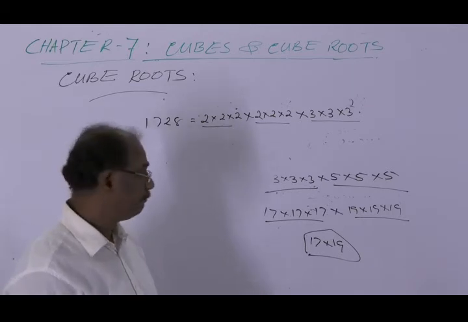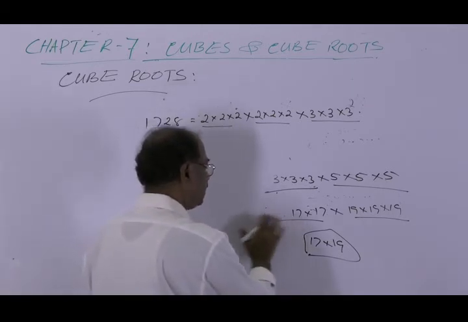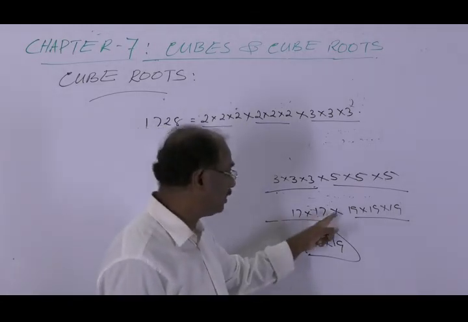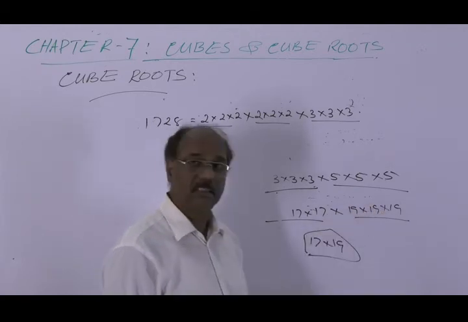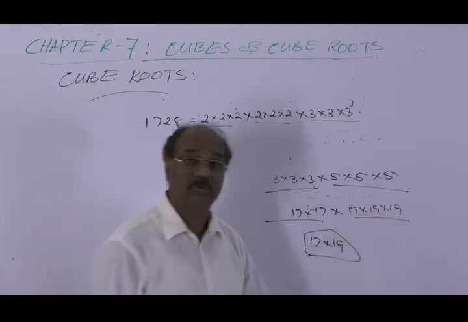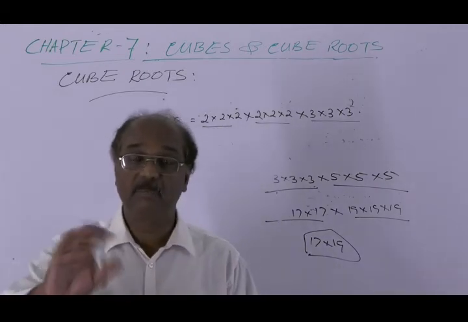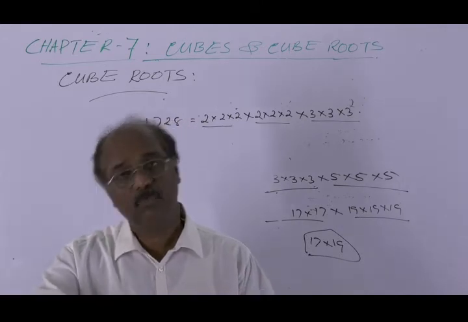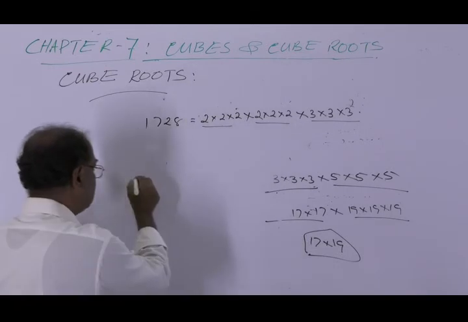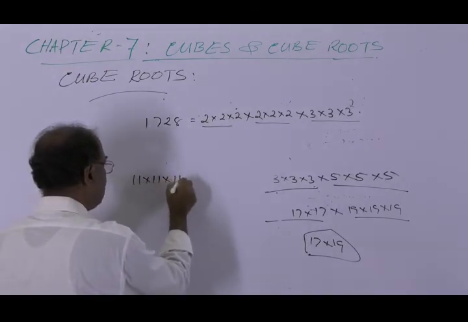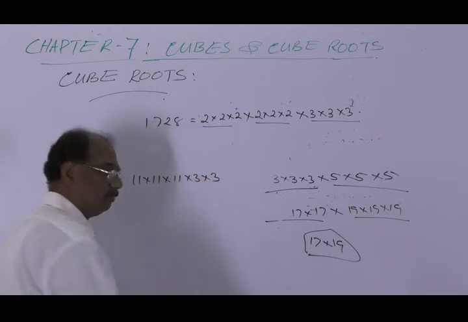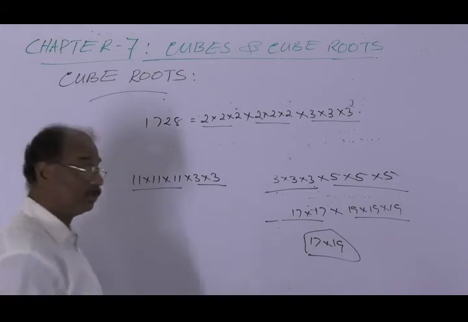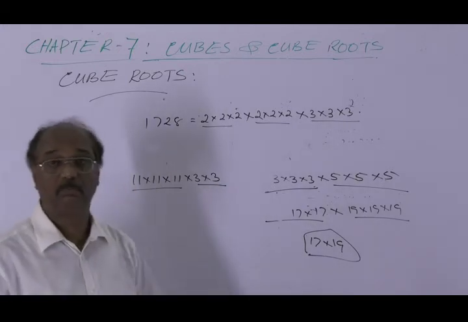And now suppose there is only two 17s in a given number. When factorized, it gives 17 into 17 into 19 into 19 into 19. 19 three times, 17 two times. So that number will not be a perfect cube. Consider this, 11 into 11 into 11 into 3 into 3. 11 is a prime number 3 times, 3 is a prime number only 2 times. So this product will not be a cube.